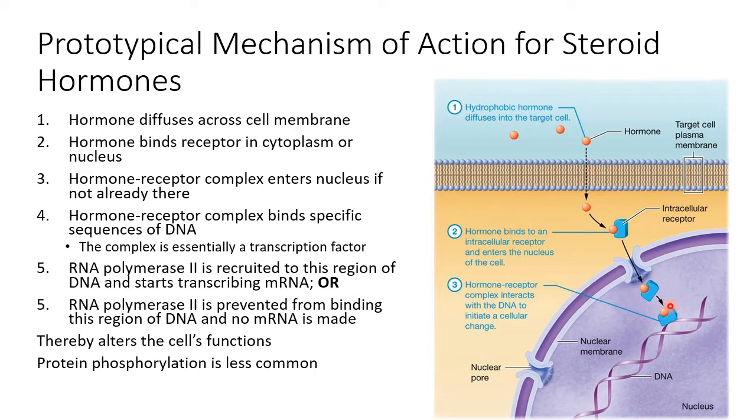This hormone receptor complex is going to cause you to make protein or stop making protein using different genes. So it's changing what proteins are present in the cell.